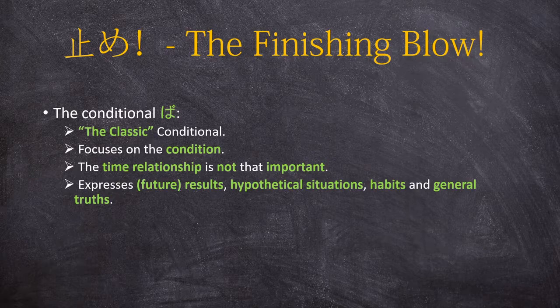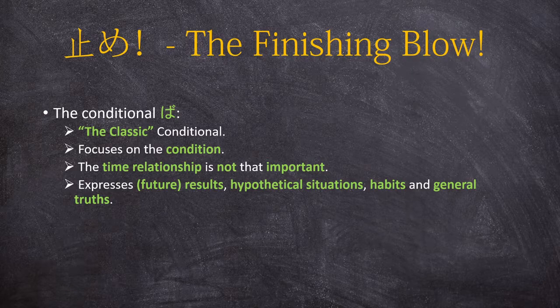Also, we can see in our sentences, and we have learned from our examples, that the conditional ba often focuses more on the condition and stresses the importance of that condition against the result. So it is basically saying that unless the clause A happens, the clause B will never happen. And also, to further elaborate on this point, there is really no time relationship with the ba conditional to be considered. It is not that important.